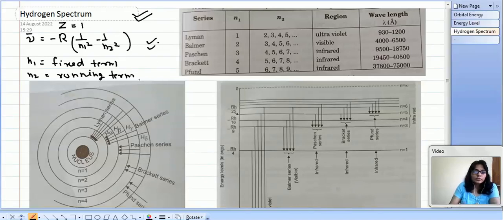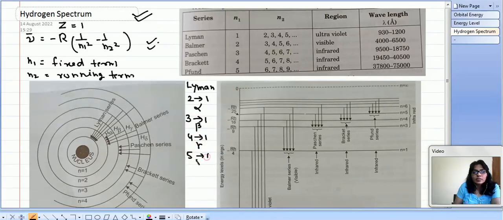Now one more thing here. Let us consider the Lyman series, and this will happen with all the series. If the transition is from 2 to 1, principal quantum number 2 to principal quantum number 1, then this spectral line is termed as alpha. If it is from 3 to 1, then it is beta, if it is 4 to 1, then it is gamma, then 5 to 1, then it is delta, and so on.